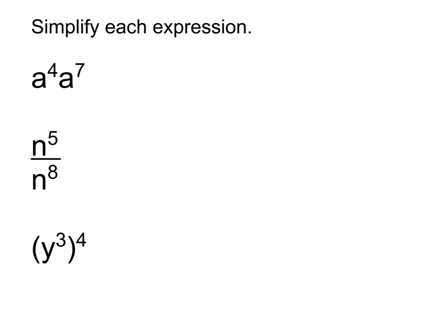All right, so for the first one, a to the 4th times a to the 7th. When I multiply the a's, I add the exponents. So 4 plus 7 gives me a to the 11th there. For the second one, I end up doing n to the 5th divided by n to the 8th. When I divide the n's, I subtract the exponents. 5 minus 8 would give me a negative 3 though. I don't want to leave it as n to the negative 3. So instead, we're going to write it as 1 over n to the 3rd.